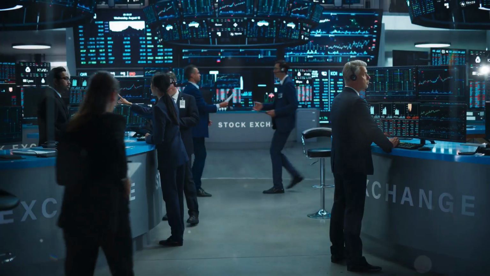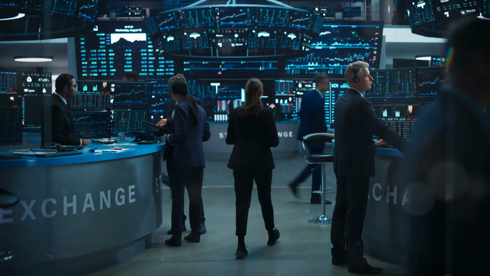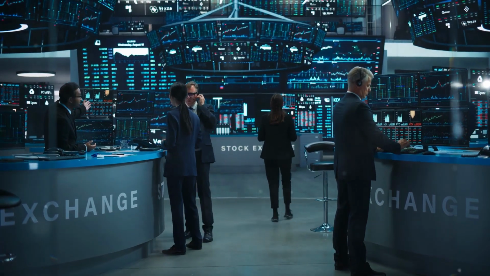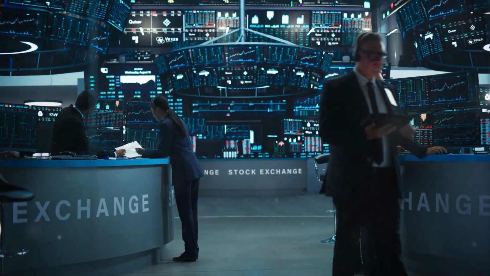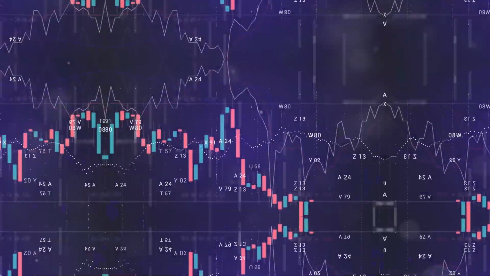Futures contracts, on the other hand, obligate you to buy or sell an asset at a predetermined price and date in the future. Unlike options, futures contracts require you to fulfill the terms of the contract at expiration.